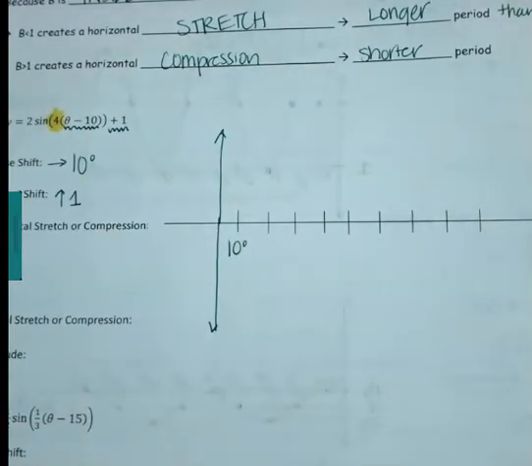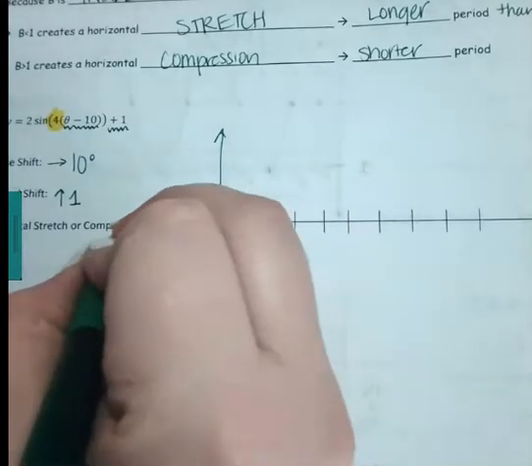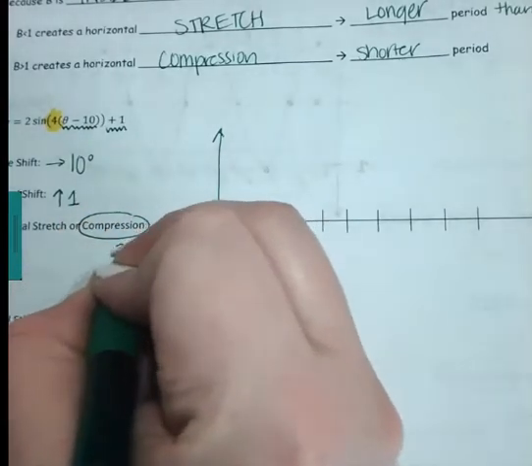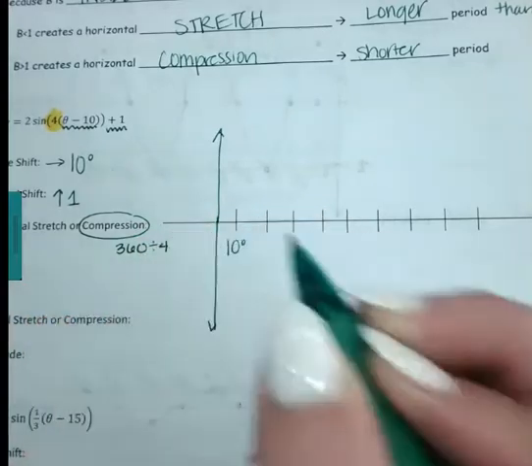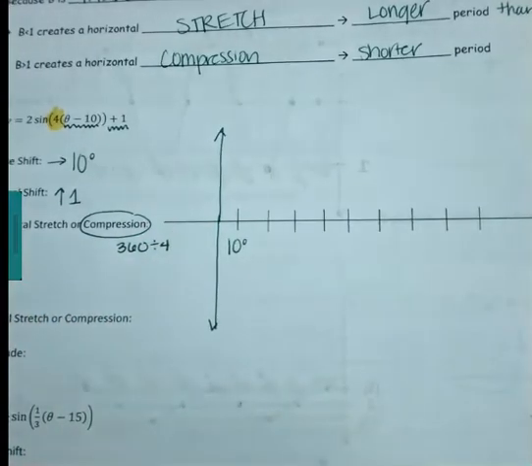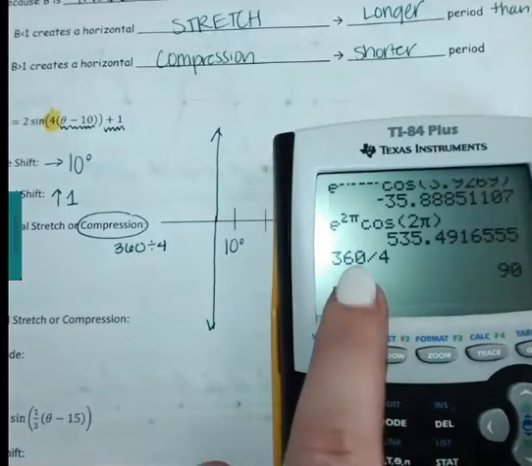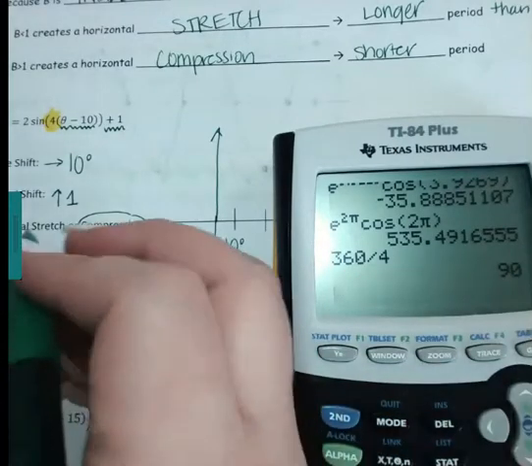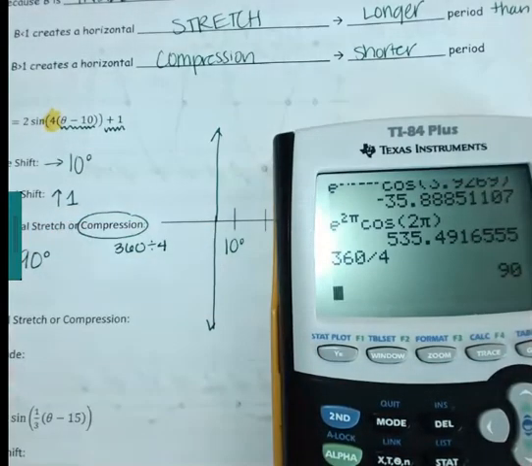If I have this number here, that changes my period. So if it is a 4 inside the parentheses, will that be a compression or a stretch? A compression, because inside the parentheses makes it do the opposite. So for a compression, I'm going to take 360 and divide it by 4 to make it shorter. In the calculator, what is 360 divided by 4? Then my period is 90 degrees.